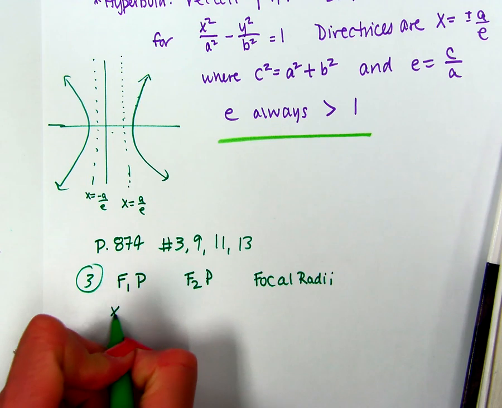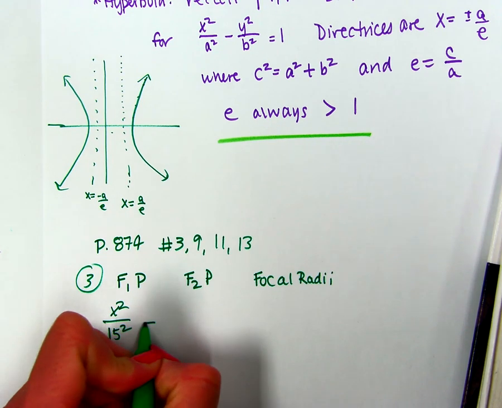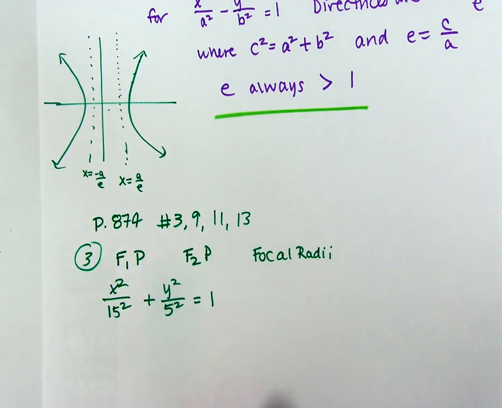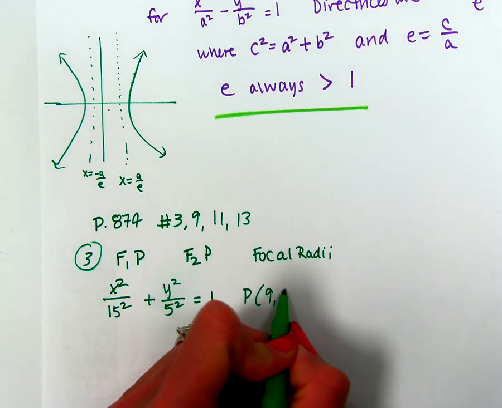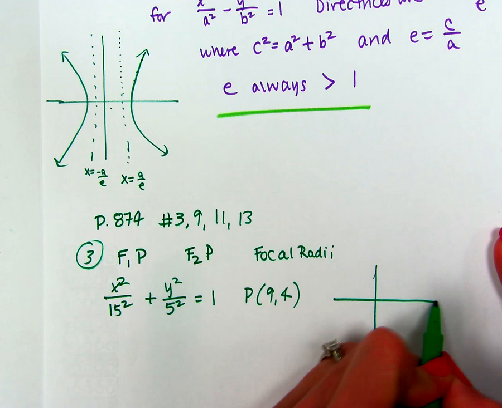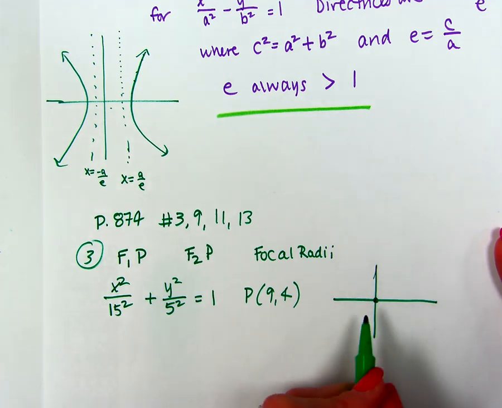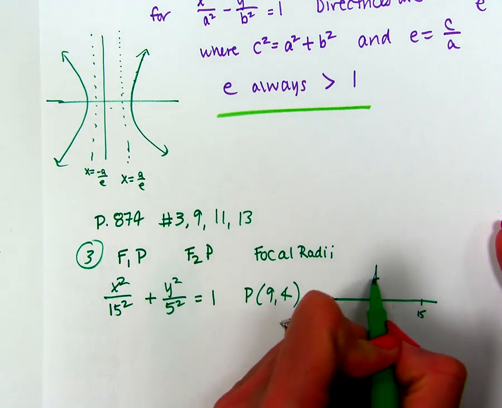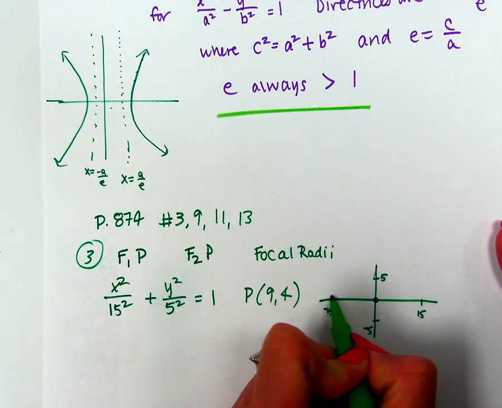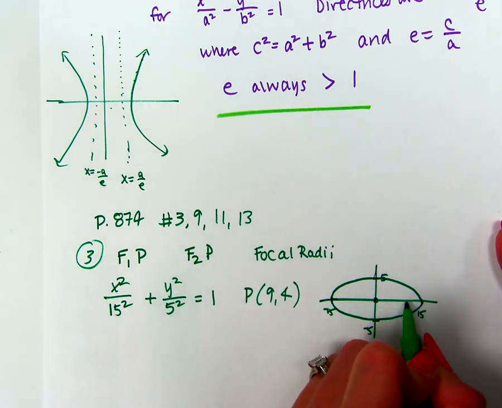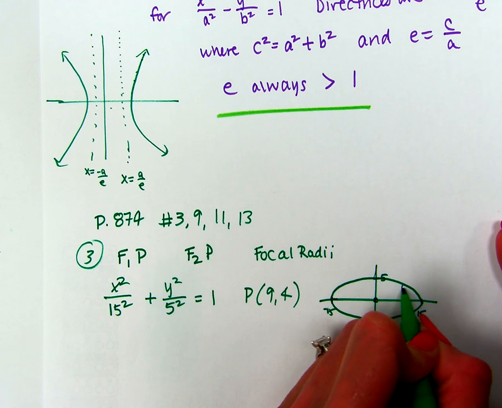All right, so the equation of the ellipse that they give you is x squared over 15 squared plus y squared over 5 squared equals 1. And the point that they give you is 9, 4. Now, if you want to draw a diagram, you can. You don't have to. This is an ellipse centered at 0, 0. It goes 15 in the x direction and 5 in the y direction. Here's your ellipse. It's longer horizontally. The point 9, 4 should be on your ellipse.